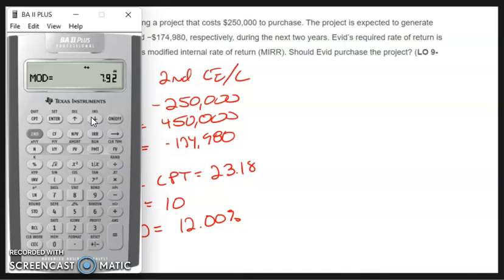Anytime you see a number that is less than the reinvestment rate, that tells you that there is a problem with the calculation.